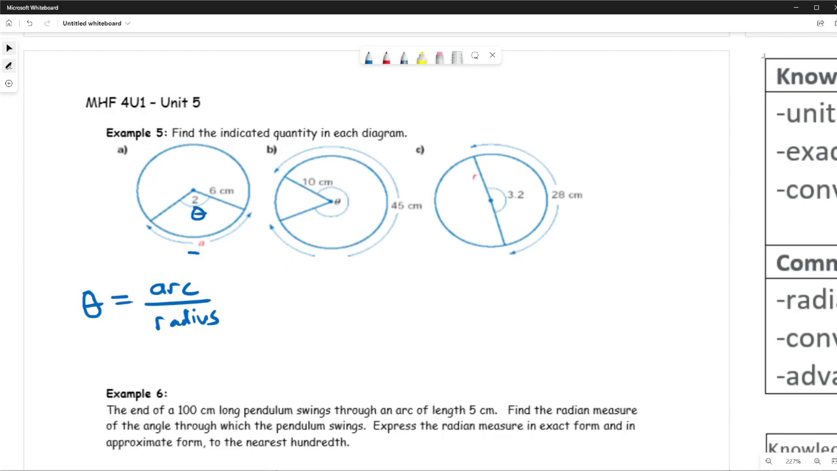Theta is here, the arc is around the outside, and the radius is right there. So theta equals arc over radius is simply, let's just fill in what we know for this first question: 2 equals arc divided by 6. So arc is 12. It's literally a 1-second question to answer what is the length of that arc when you're working in radians.